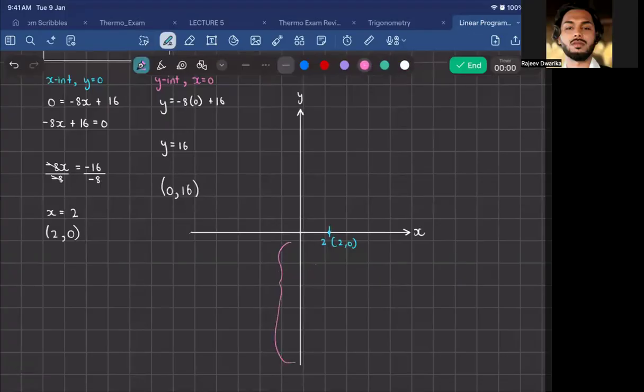Would it be over here in the negative spot? Sahara, would it be in the negative spot? No, sir. It will be over here, right? So it will be 0, 16. Right? And from here, you just need to connect these two points and you're set. And you'll put the label.